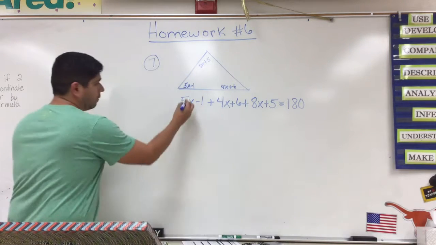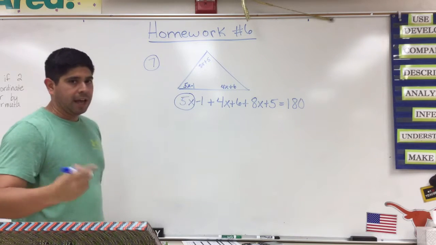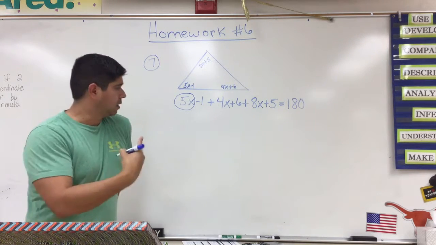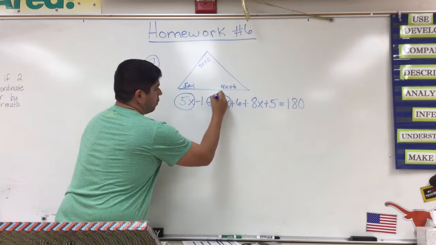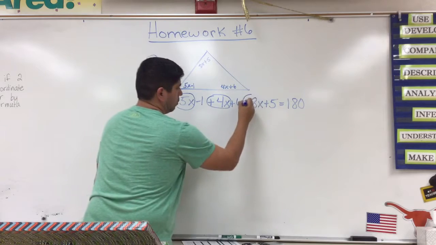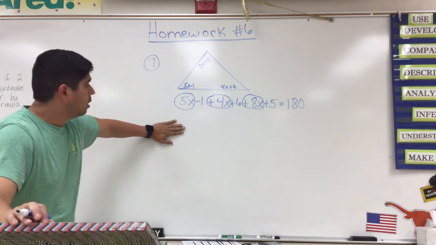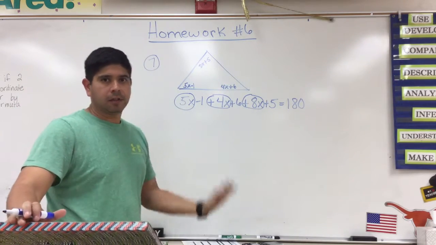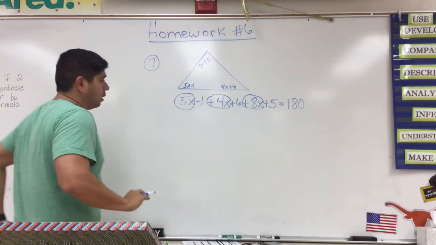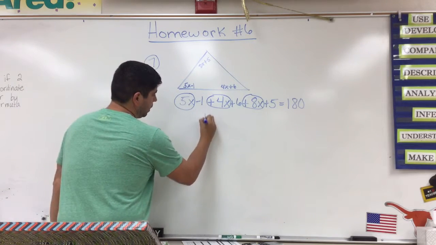So I'm going to circle all my values that have a variable attached to them. In this case, it's the x. 5x plus 4x plus 8x. And that's it on this side. So I just combine those: 5 plus 4 plus 8. If you have to use a calculator, use the calculator. So we had 12, 17. So 17x.